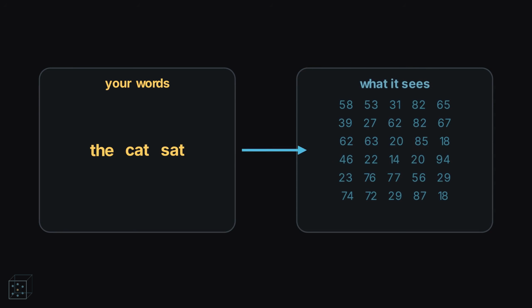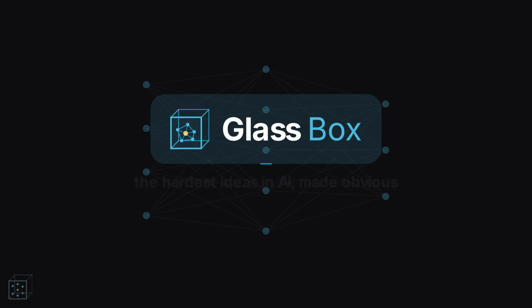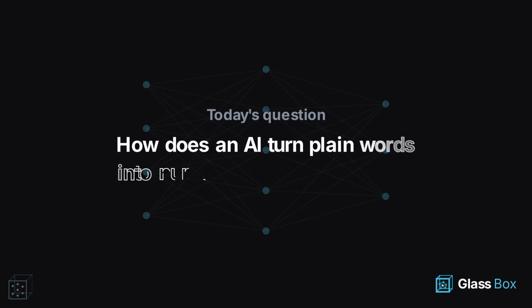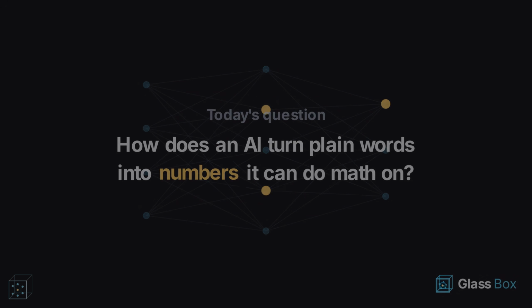In the next few minutes, you'll see exactly how a machine ends up with something that looks a lot like a map of meaning. This is Glass Box, where we make the hardest ideas in AI feel obvious. Today's question: how does an AI turn plain words into numbers it can actually do math on?